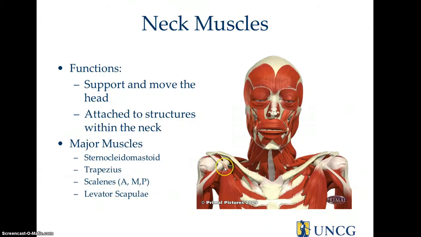Now we're going to get more into the neck muscles, where we classically think of when we think of the musculature. They support the head, and they act as a major attachment point for a lot of the structures of the neck. Our main ones are the Sternocleidomastoid, Trapezius, the scalenes, anterior, medial, and posterior, and Levator Scapulae. We're going to talk about each of these a little bit more.